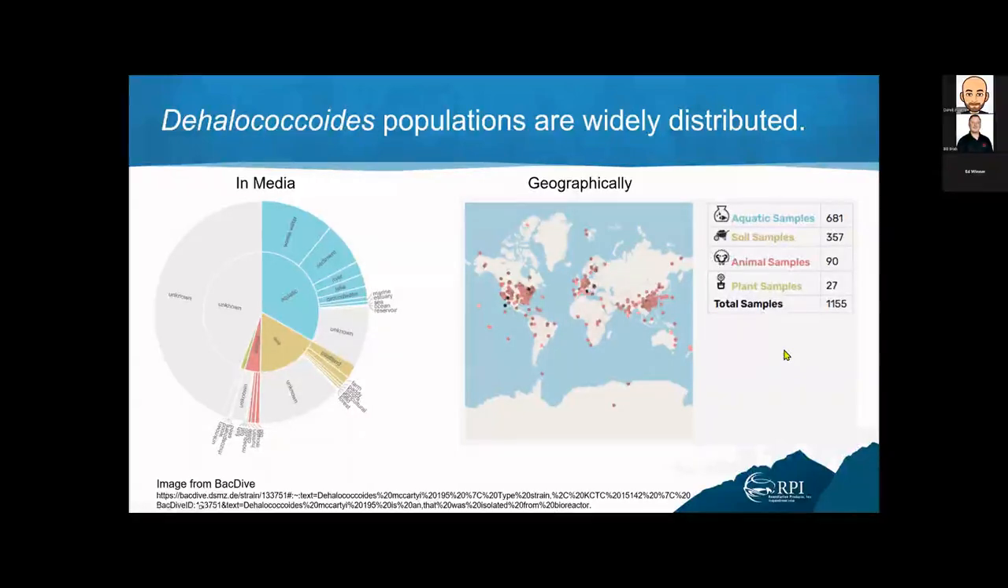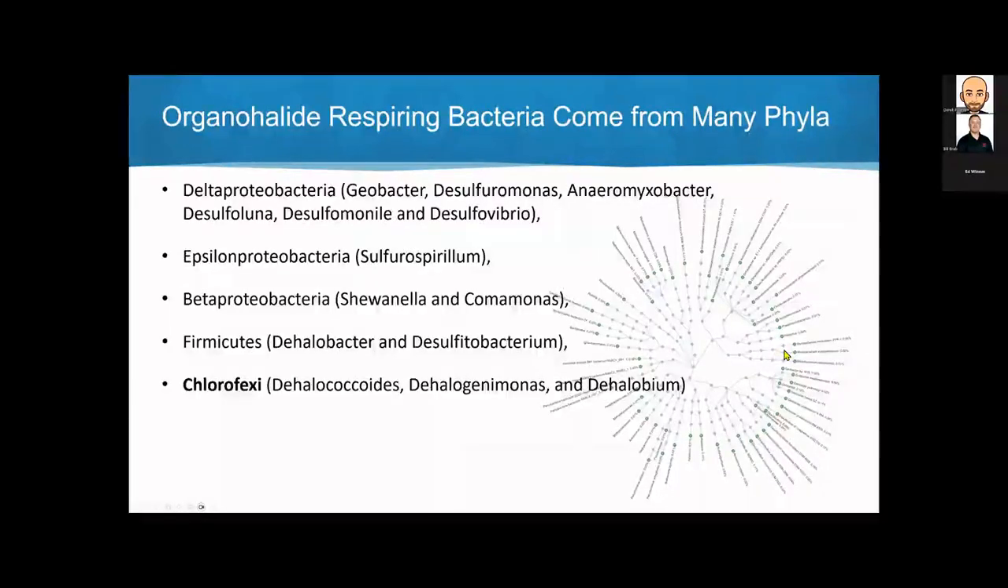The ability to respire organohalides is also present across many phyla. Most of you are familiar with Chloroflexi, the one that I have at the bottom of the list in bold, because that's the phylum that includes Dehalococcoides. But Firmicutes, for Dehalobacter and Desulfosporosinus, are also important in dehalogenation, as are the Deltaproteobacteria at the top of the list, for which Geobacter is certainly well known.